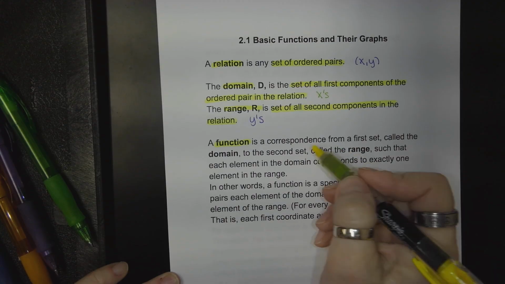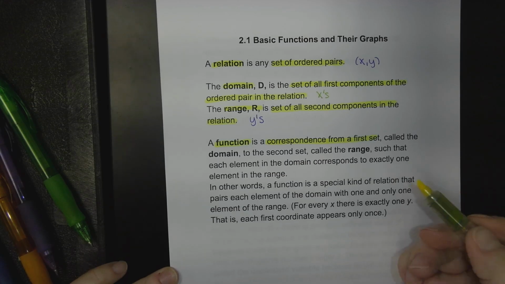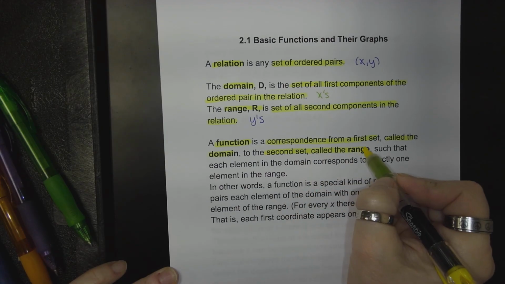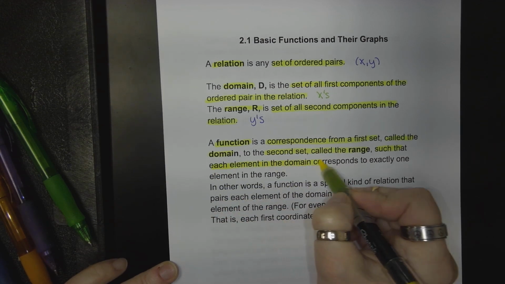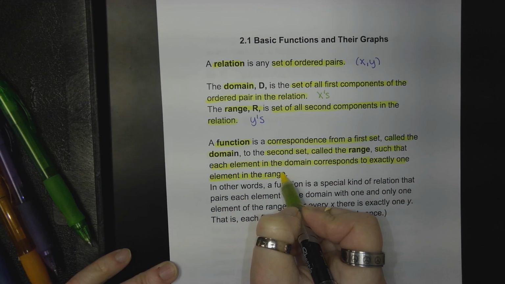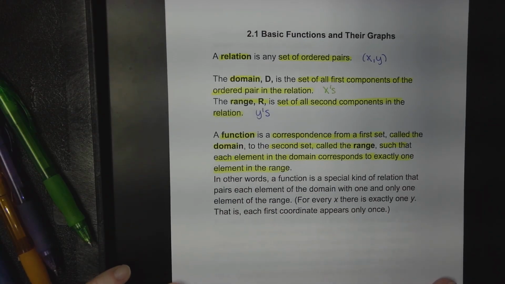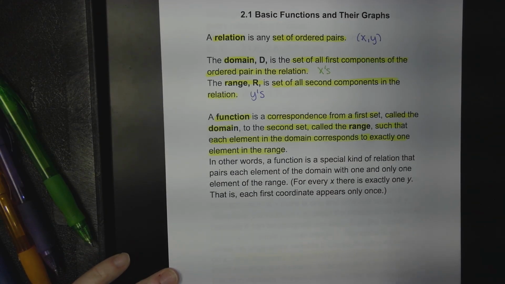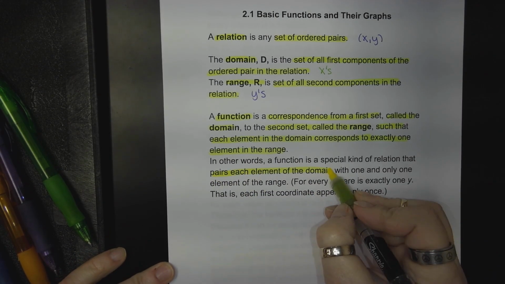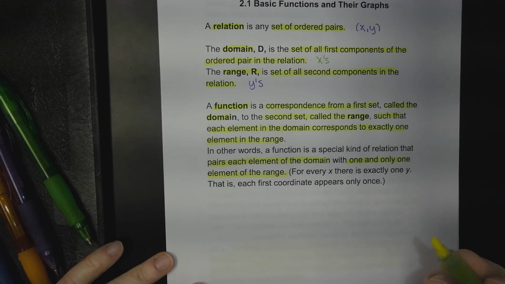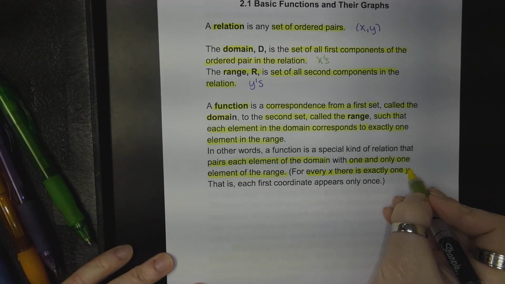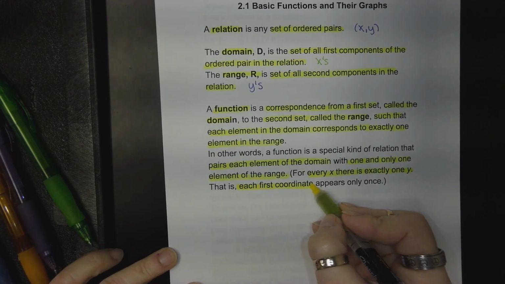A function is a correspondence from the first set, called the domain, to the second set, called the range, such that each element of the domain corresponds to exactly one element of the range. So in other words, a function is a special kind of relation that pairs each element from the domain with one and only one element from the range. I'm going to say this as many ways as I can so that you guys understand. For every X, there's exactly one Y. Okay? And the first coordinate appears only once.